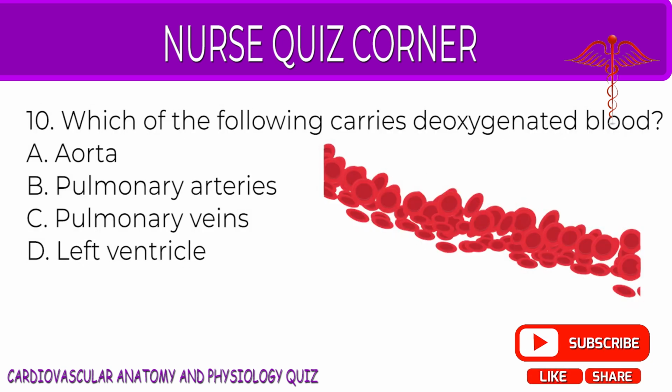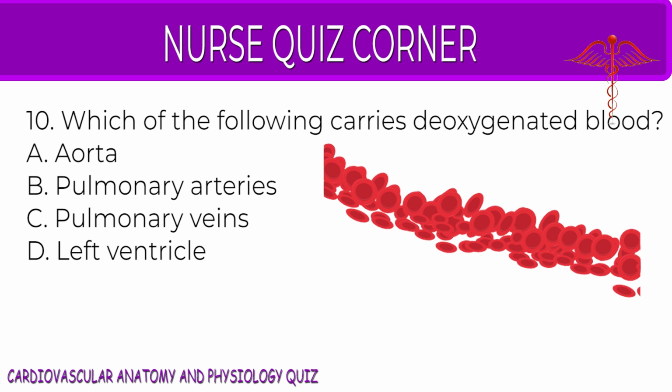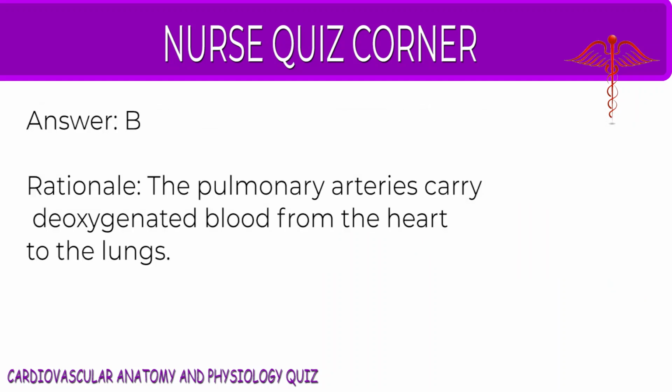10. Which of the following carries deoxygenated blood? A. Aorta. B. Pulmonary arteries. C. Pulmonary veins. D. Left ventricle. Answer B. Rationale. The pulmonary arteries carry deoxygenated blood from the heart to the lungs.